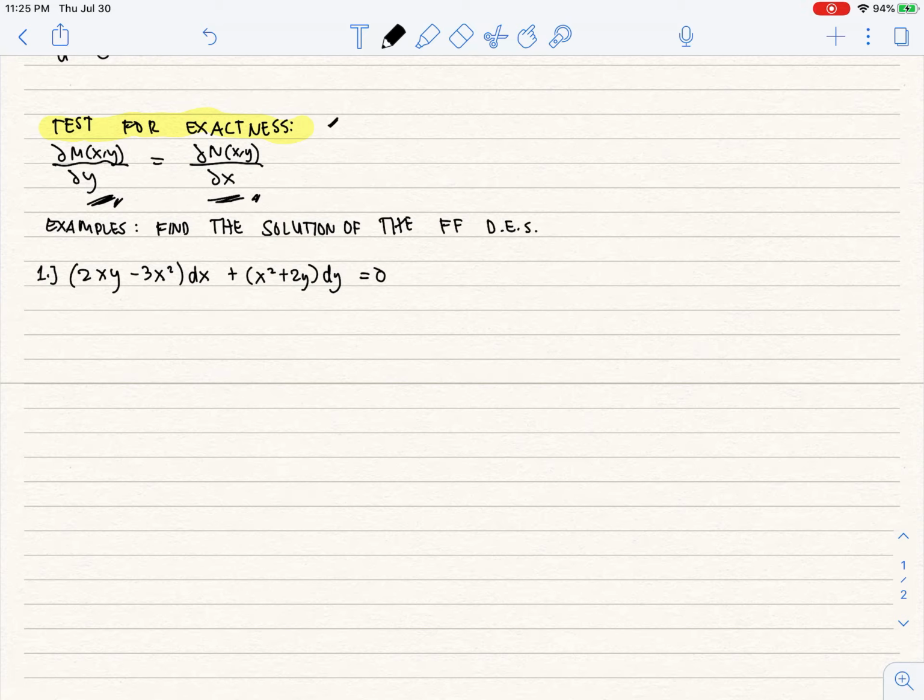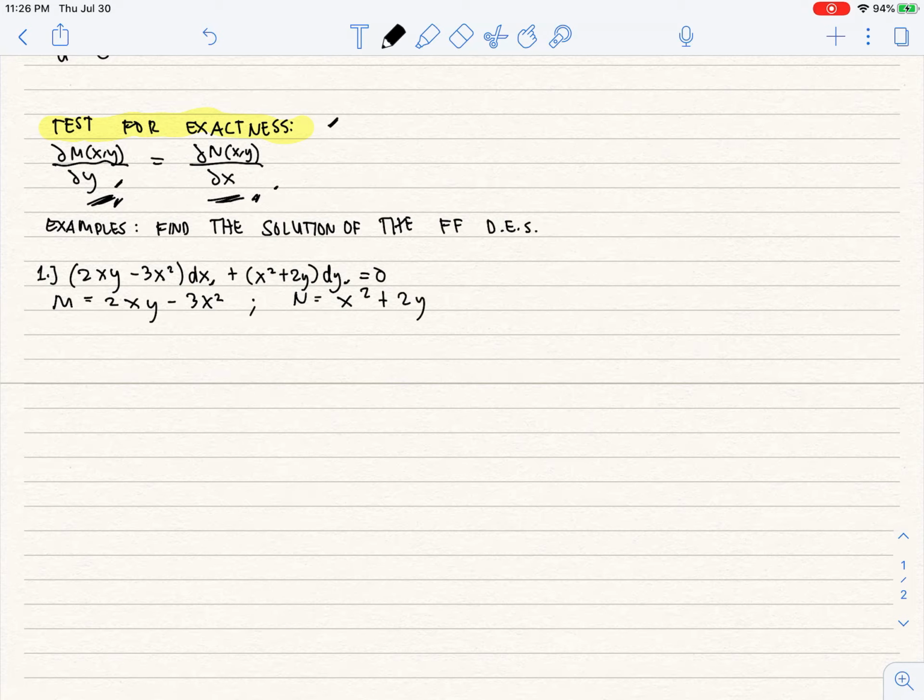So first thing to do, if you are given a differential equation, is test the exactness, using the formula. So we identify the M. The M here is the one accompanying dx, so 2xy minus 3x squared. Then the N here is the one accompanying dy, which is x squared plus 2y.